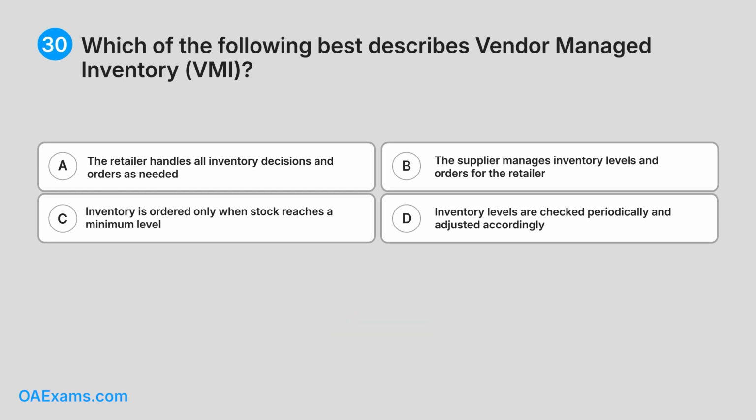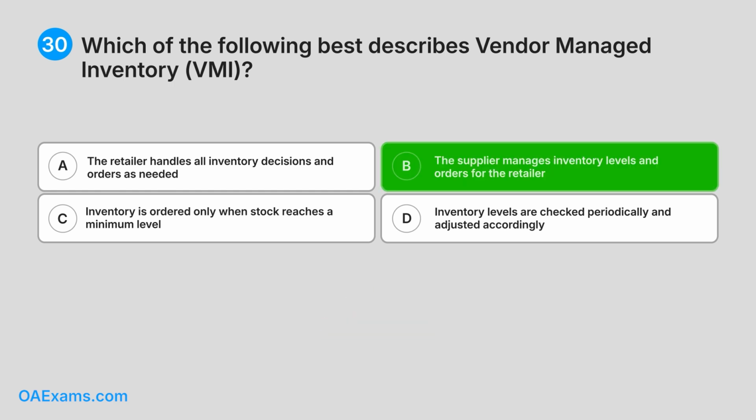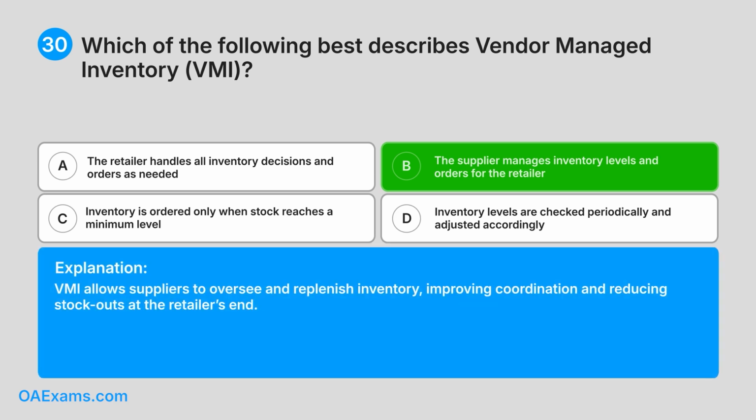Correct answer. B. The supplier manages inventory levels and orders for the retailer. Explanation. VMI allows suppliers to oversee and replenish inventory, improving coordination and reducing stockouts at the retailer's end.